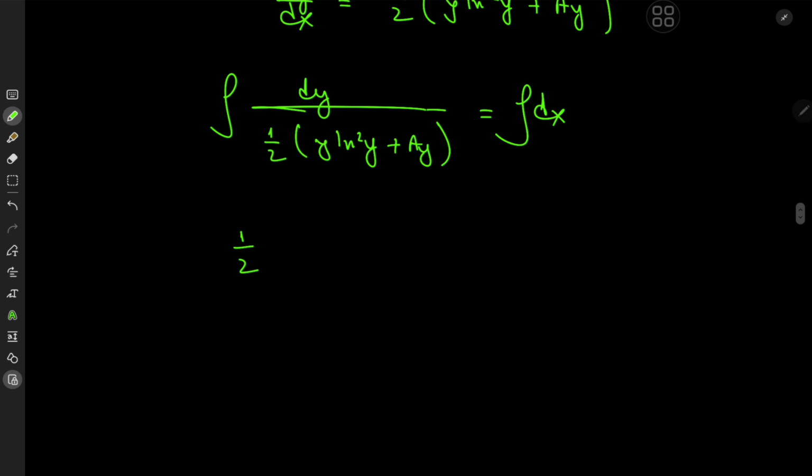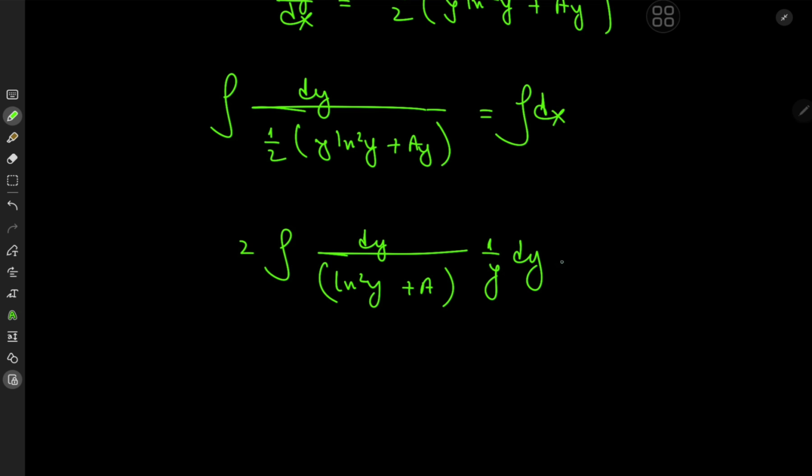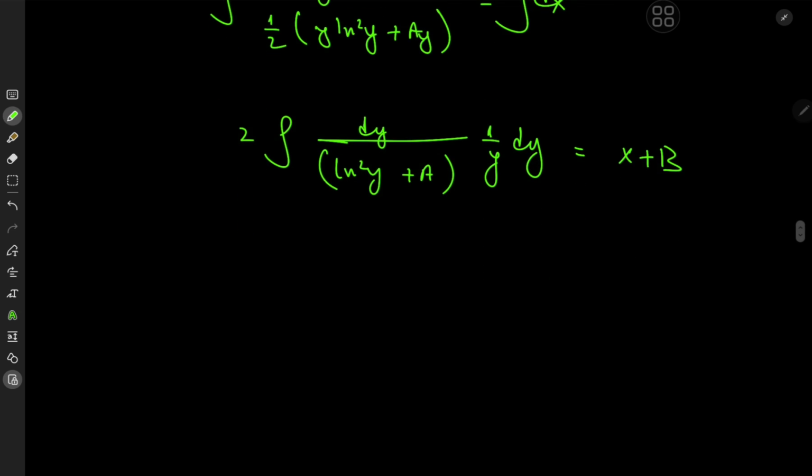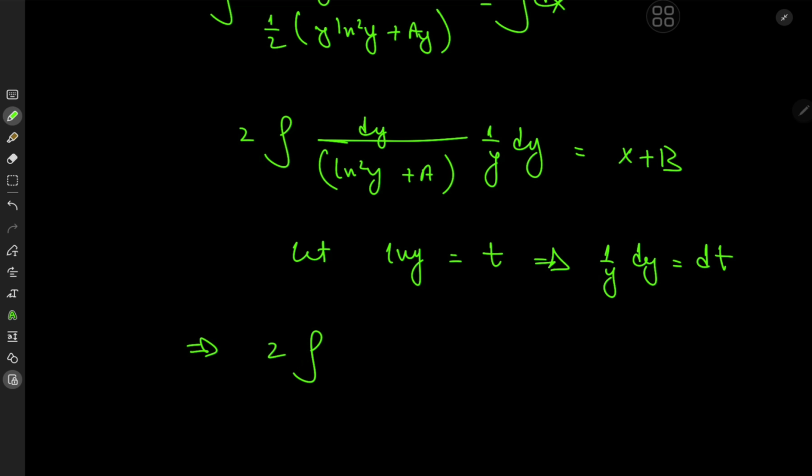So on the left we have twice the integral of dy over log squared y plus a, where I factored out the term of y, leaving a 1 over y dy term. And on the right, I have x plus b. And of course, the factorization makes perfect sense because we can invoke a nice transformation. We could let log y equal t, which implies that 1 over y dy equals dt.